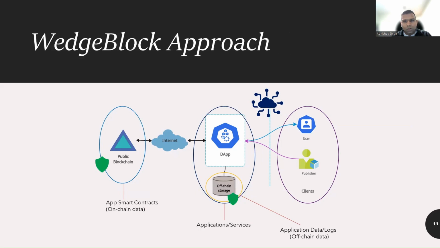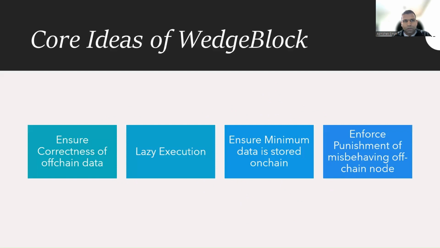WedgeBlock also goes in a similar direction. However, we take a different approach. We ensure that the off-chain storage supports the same, if not exactly the same, properties that data on the blockchain supports. We ensure that the data that is stored on the off-chain node is correct. However, the process of ensuring data integrity is lazy. It does not require synchronous communication between clients and off-chain nodes.